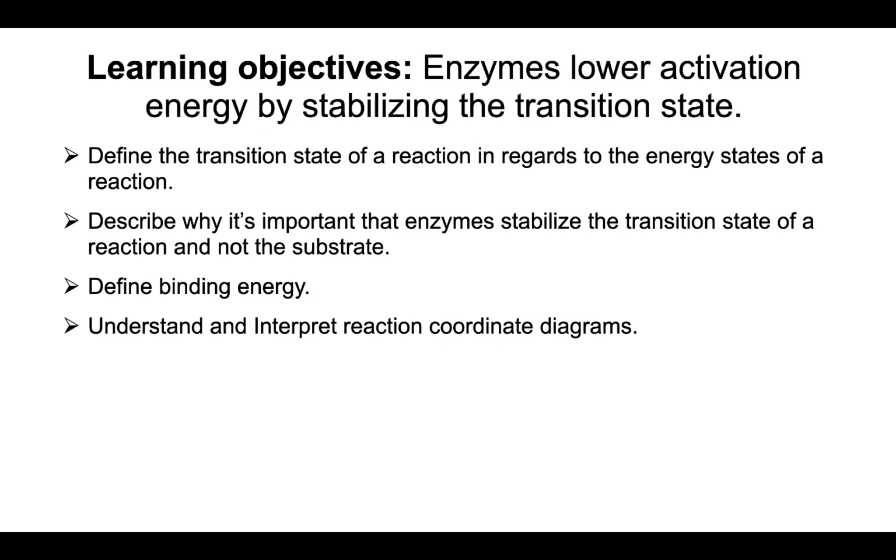Okay, so again, make sure you review this. Make sure that you can define the transition state of a reaction in regards to the energy states of a reaction. Describe why it's important that enzymes stabilize the transition state of a reaction and not the substrate. Define binding energy, and then go through and be able to understand and interpret reaction coordinate diagrams when we're looking at reactions that are either catalyzed by an enzyme or not catalyzed by an enzyme, and look at the difference and be able to interpret those differences.